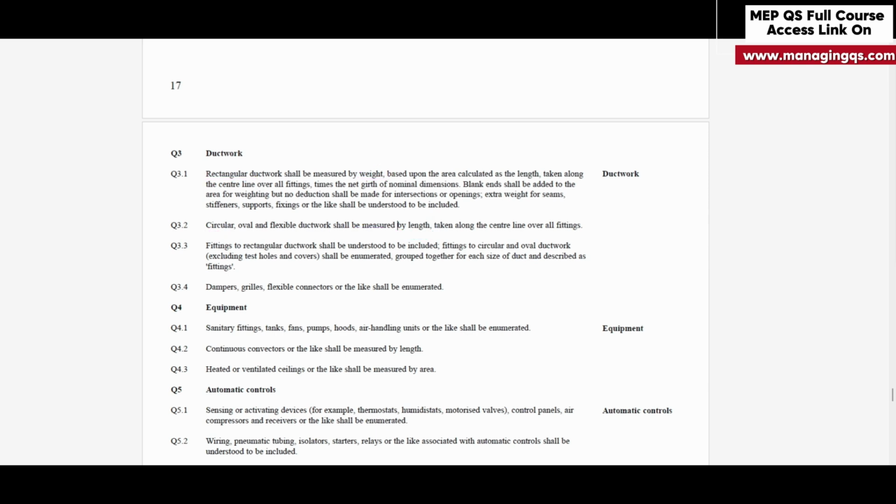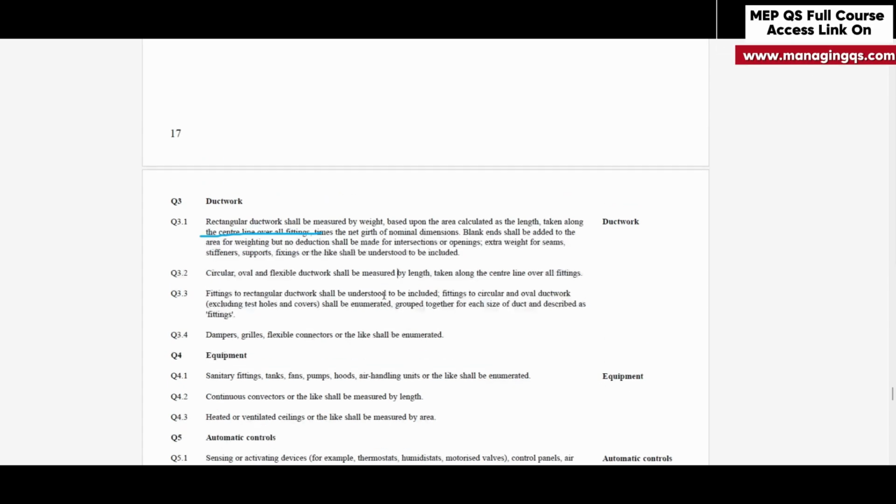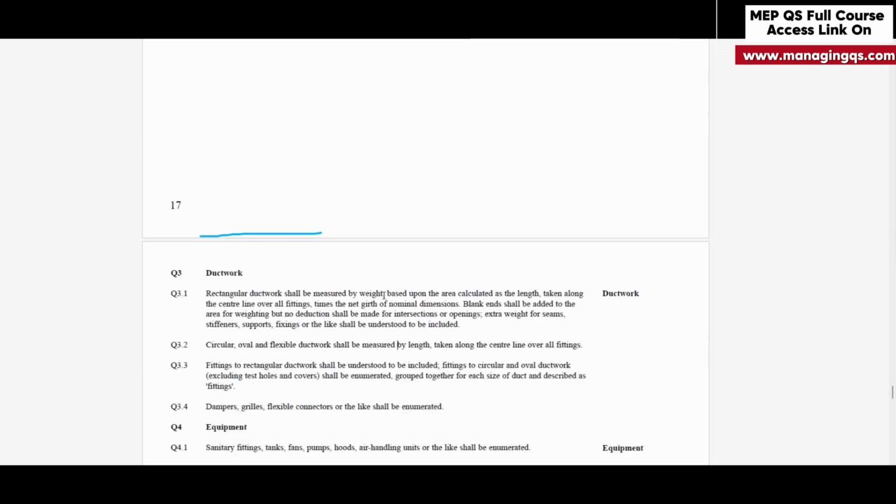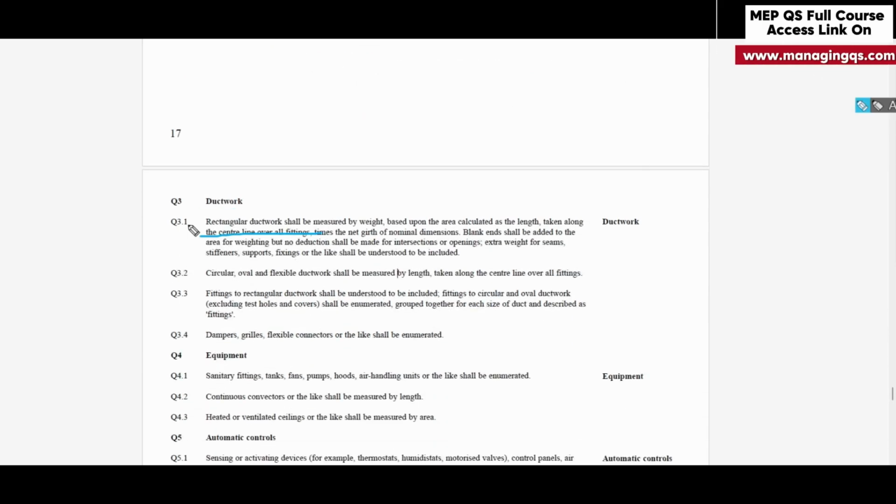In some interviews, the interviewer will ask the candidate about the measurement rules of circular, oval and flexible ductwork. They will ask something like, what is the measurement rule for the circular ductwork? So you should remember. Some interviewers ask, what are the sections to be considered for the ductwork calculation? You have to give the answer, section Q3.